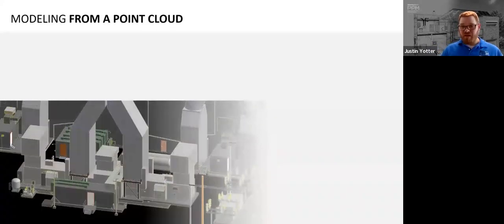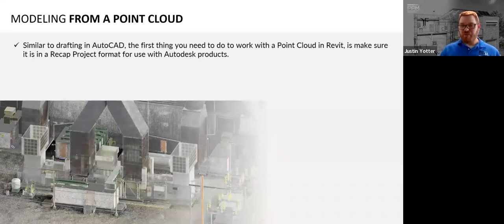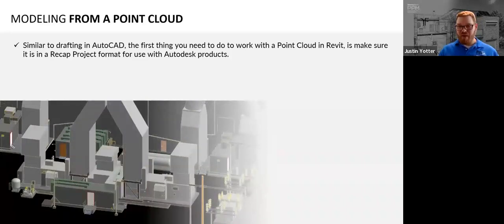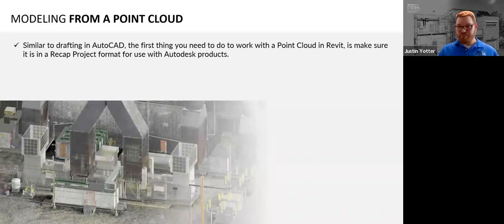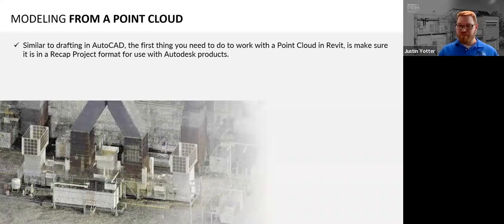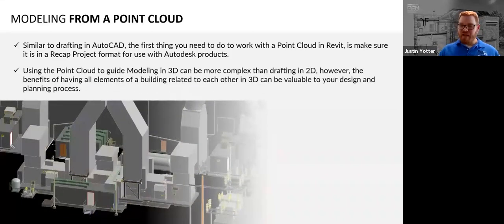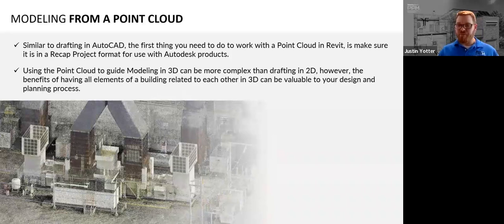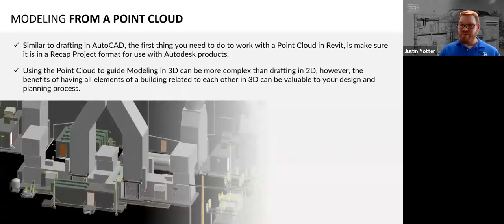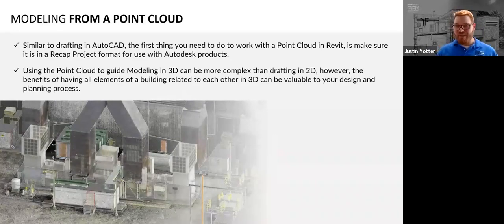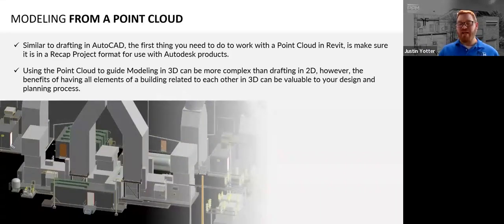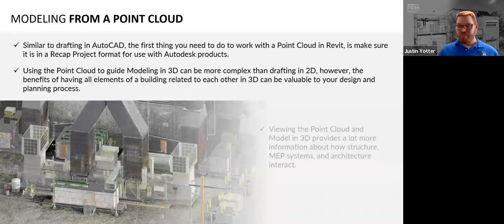Similar to drafting in AutoCAD, the first thing you'll need to do to work with a point cloud in Revit is make sure it is in a ReCap project format for use with Autodesk products. Using the point cloud to guide modeling in 3D can be more complex than drafting in 2D. However, the benefits of having all elements of the building related to each other in 3D can be valuable to your design and planning process.